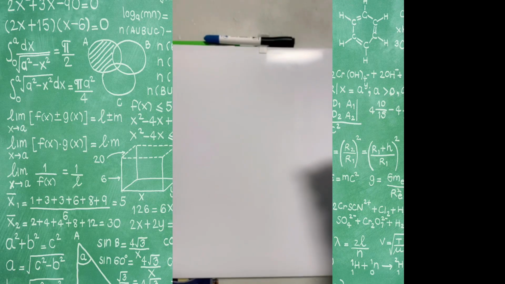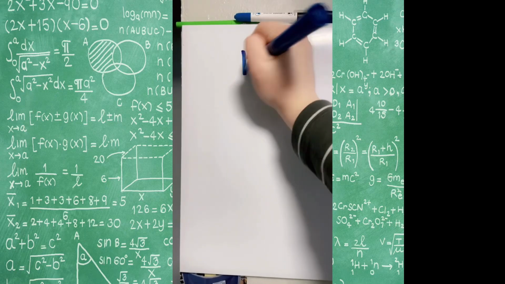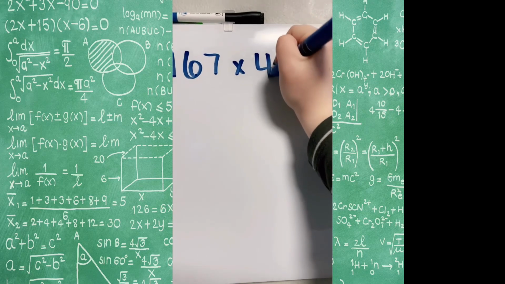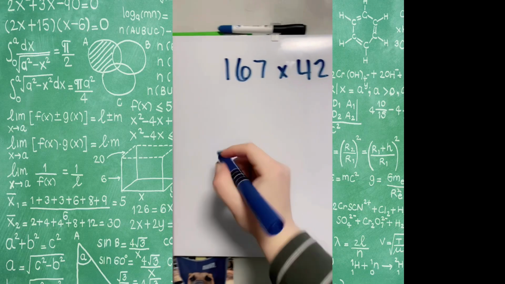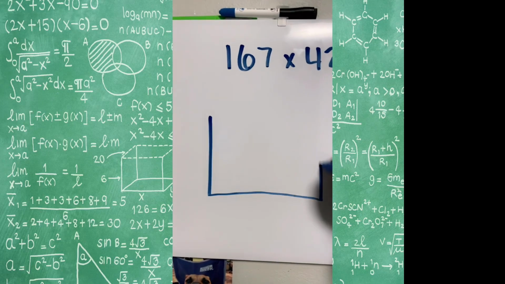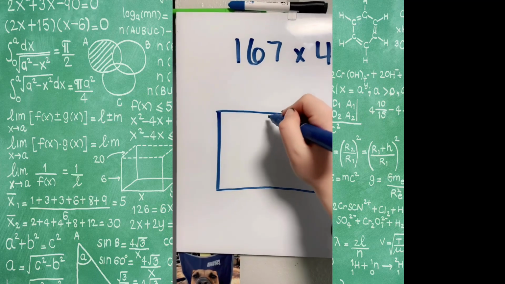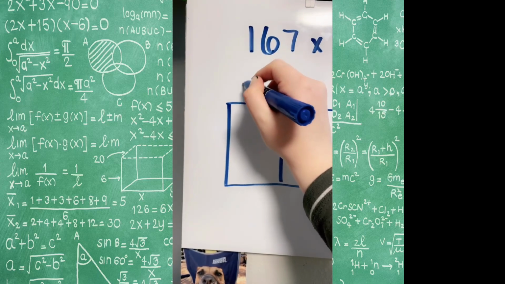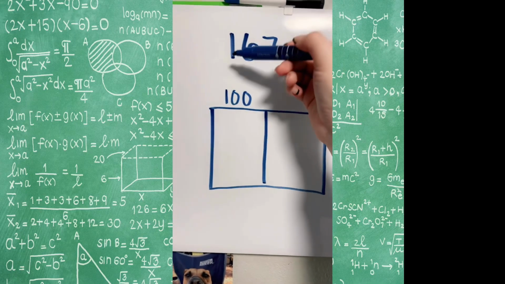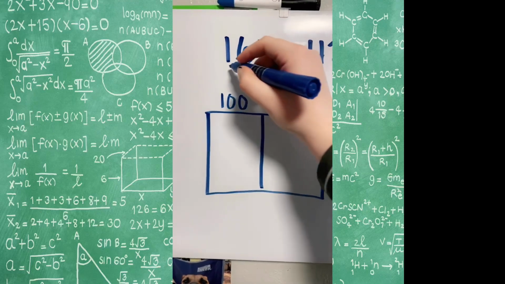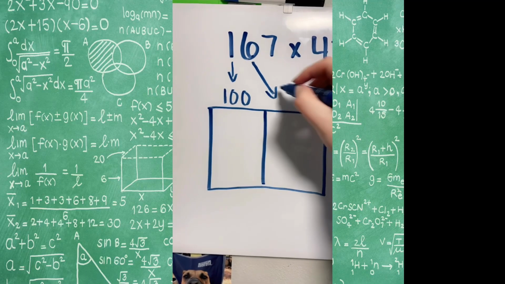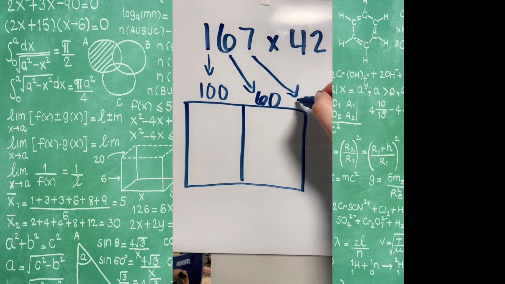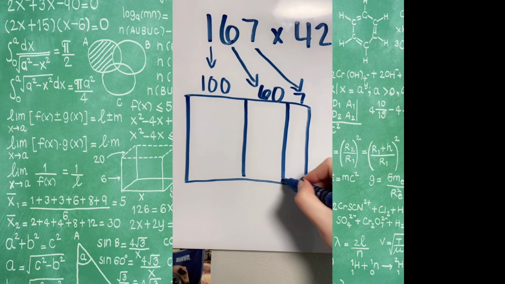Now we're going to start with 167 times 42. We're going to go ahead and draw a box like this. Our biggest number is going to get the biggest side, so we're bringing this 1 down, and it's on 100 because it's in the 100th place. Then we're going to bring our 60 down right here, and our 7 right here. Make sure we divide that up.